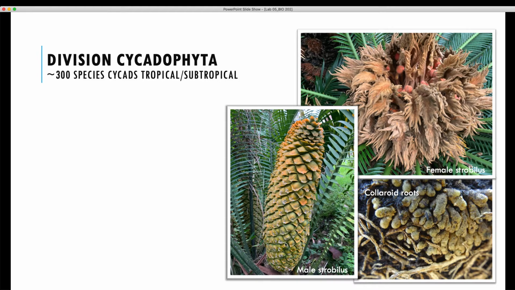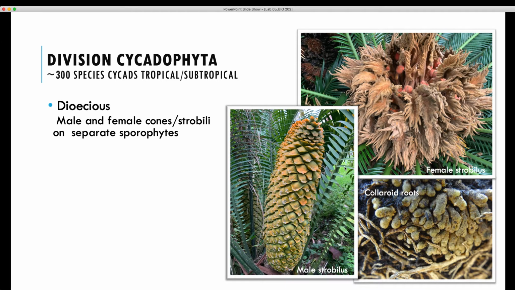So the first division that we're going to talk about is our cycads. I was in Portugal last year before COVID happened, and I was able to see these really beautiful specimens of cycads. So here we have a female cone set and a male cone set. You'll notice that cycads are what is termed dioecious, meaning that we have separate male and female plants.